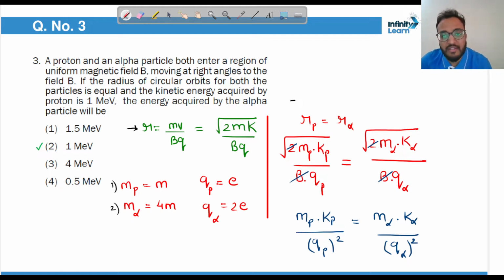Now they have given us that the radius of proton and radius of alpha particle are the same. So what is the formula for radius? From the first equation we can put it here. Now 2 and B are constants, they will cancel out. On solving, we can say: m_p into K_p upon q_p squared is equal to m_alpha into K_alpha upon q_alpha squared. Now put the values and you will find that K_p and K_alpha come out to be the same. That means the answer is 1 mega electron volt. Did you understand? So watch the solution and try to solve it on your own.